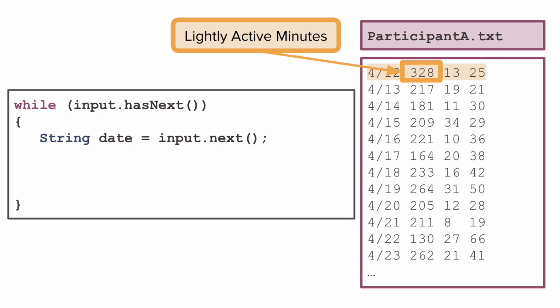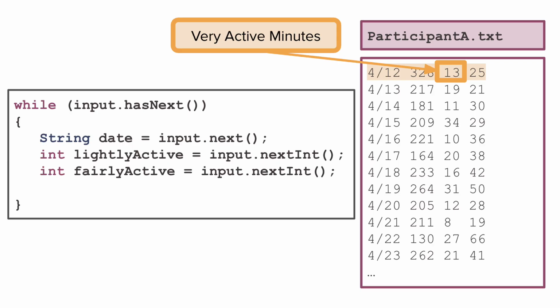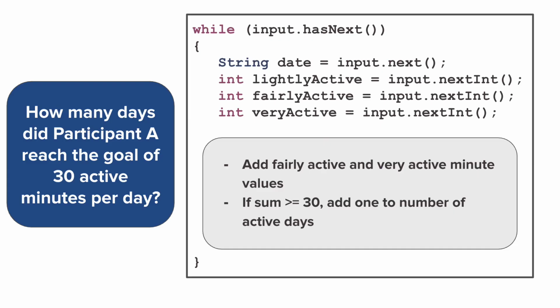The next value is lightly active minutes. This value is an integer, so you'll use input.nextInt. The next value is fairly active minutes. This is another integer, so you can use input.nextInt to read it into the program. And the last value is the very active minutes for that day. It is yet another integer, so you'll use input.nextInt again.